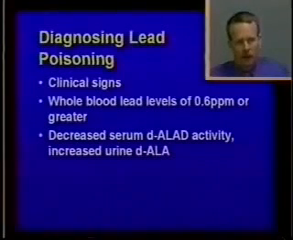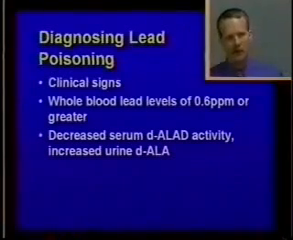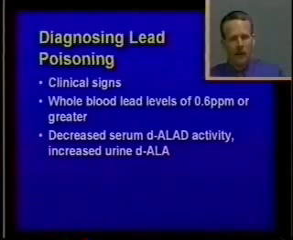Diagnosing lead poisoning is done with the presence of clinical signs that are consistent with lead poisoning, and analysis of whole blood for lead. If you get whole blood levels of greater than 0.6 parts per million, it is definitely indicative of lead toxicity. Levels of 0.35 parts per million can be consistent with poisoning if other evidence is present, such as decreased serum aminolevulinic acid dehydratase activity or increased levels of aminolevulinic acid in the urine.